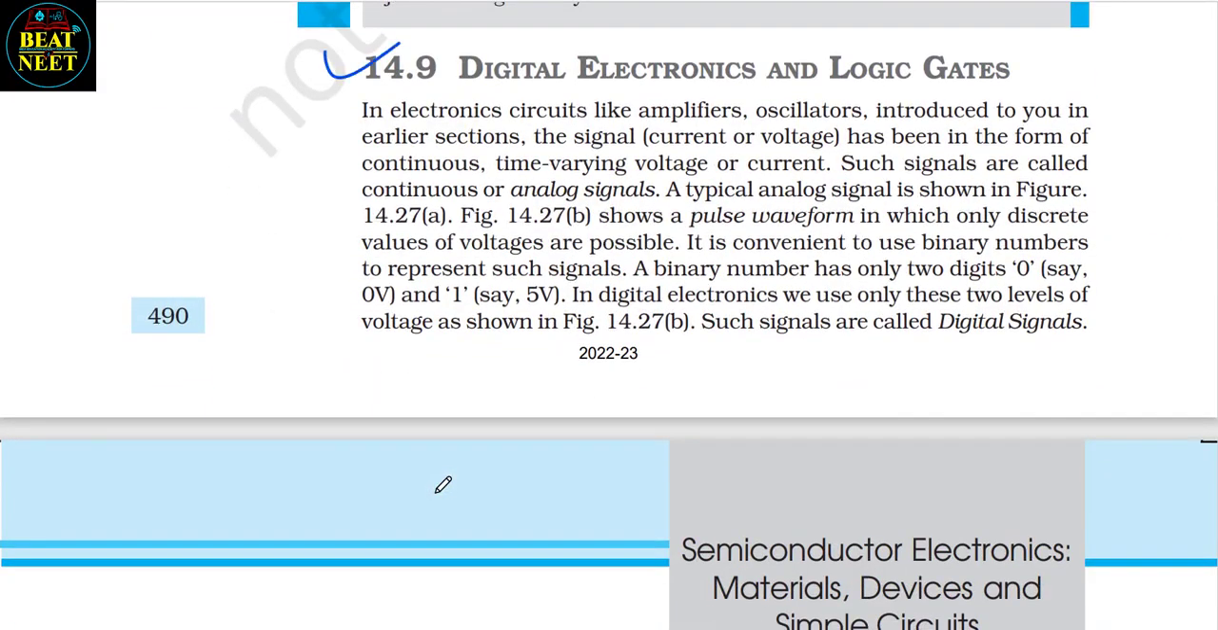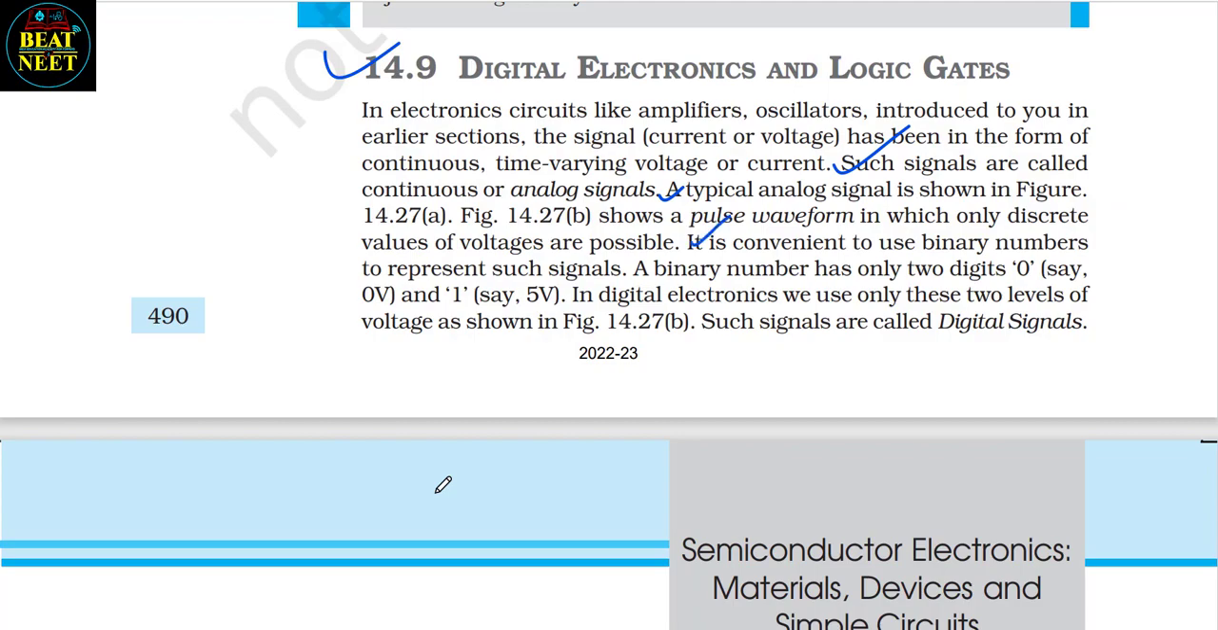14.9 Digital electronics and logic gates. In electronic circuits like amplifiers and oscillators introduced to you in earlier sections, the signal, current or voltage has been in the form of continuous time varying voltage or current. Such signals are called continuous or analog signals. A typical analog signal is shown in figure 14.27. Figure 14.27 also shows a pulse waveform in which only discrete values of voltages are possible.